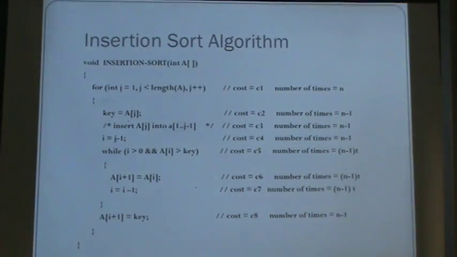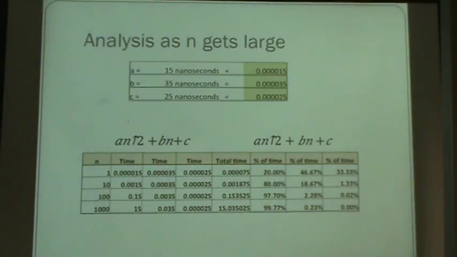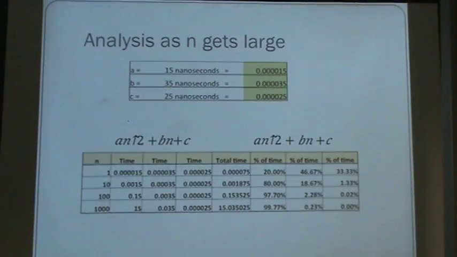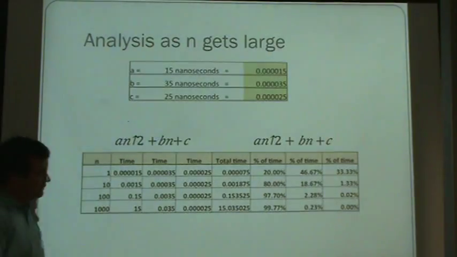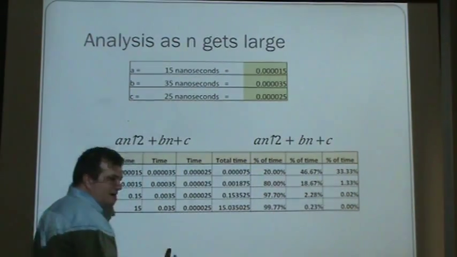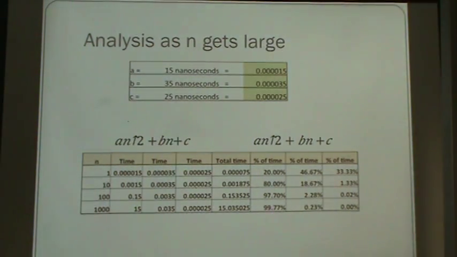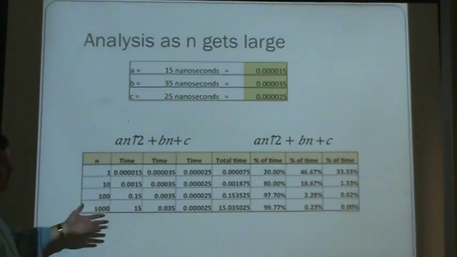So in the analysis of this algorithm, we made an observation that when n gets very, very large, 99% of the time is spent in that n squared part of the algorithm. So what would your statement be?